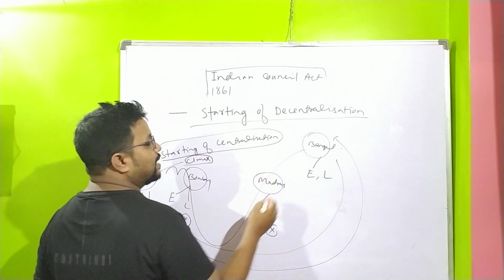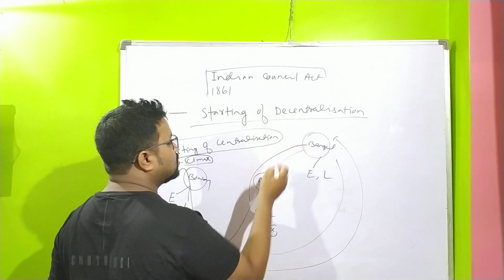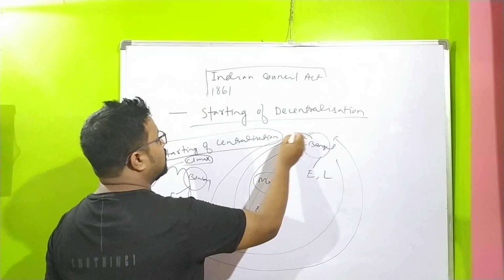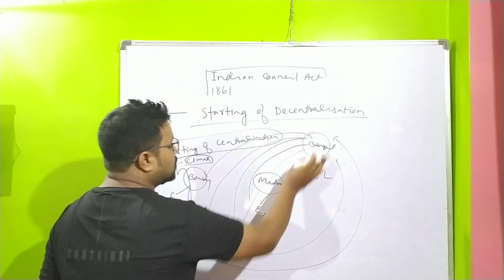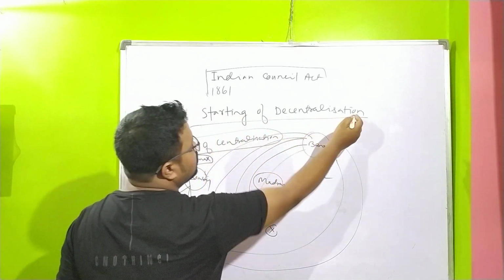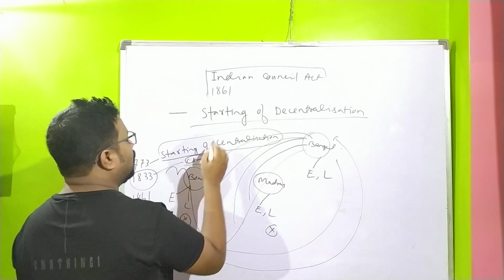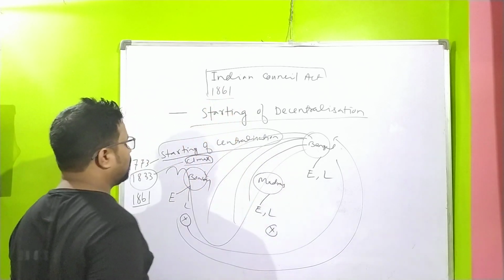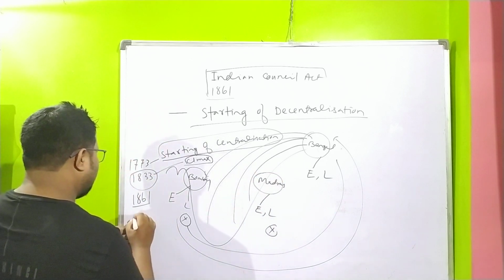Now in 1861, what happened? Lord Canning decided to return the legislative powers, and this was the starting of decentralization. The starting of decentralization was done by Lord Canning in the Indian Council Act of 1861.